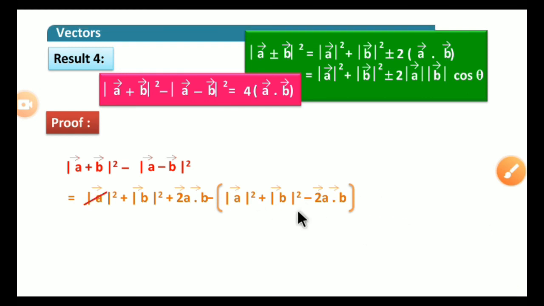Now we can cancel these two terms because both have negative, meaning opposite, signs. Similarly, we can cancel magnitude of B square and minus magnitude of B square, and after multiplying the minus sign to this one it becomes plus, so that we can add 2 into A dot B plus again 2 into A dot B, then we will have 4 into A dot B. So that is the proof of this result 4.